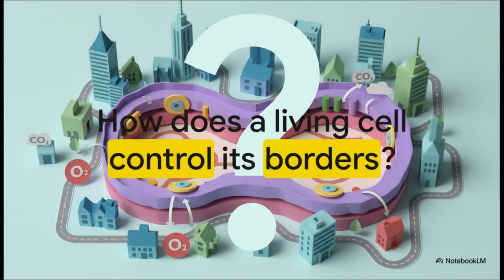So let's think of a cell like a tiny, bustling city, right? It's got to import all these essential resources, things like oxygen and food, and it has to export its waste, like carbon dioxide. The cell membrane, that outer layer, is basically its super smart border control. In this explainer, we're going to see exactly how it manages all of that vital traffic.